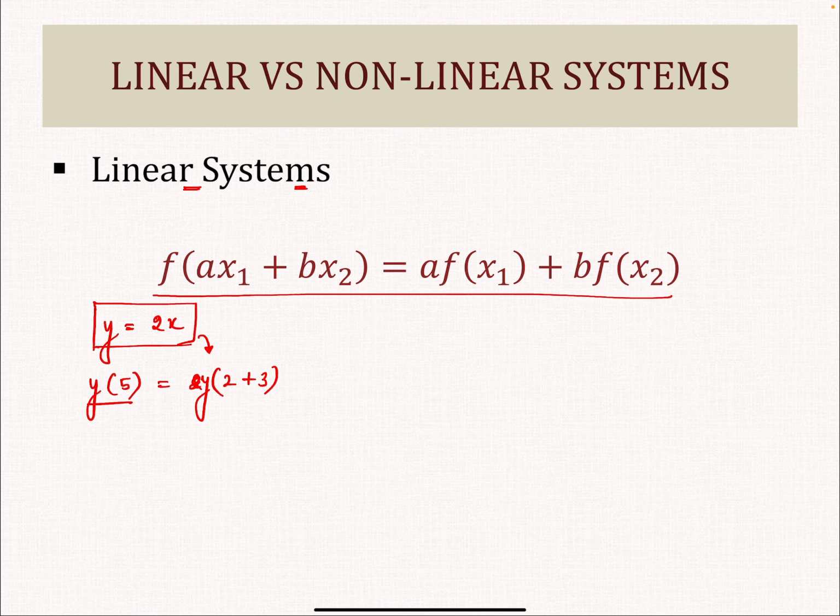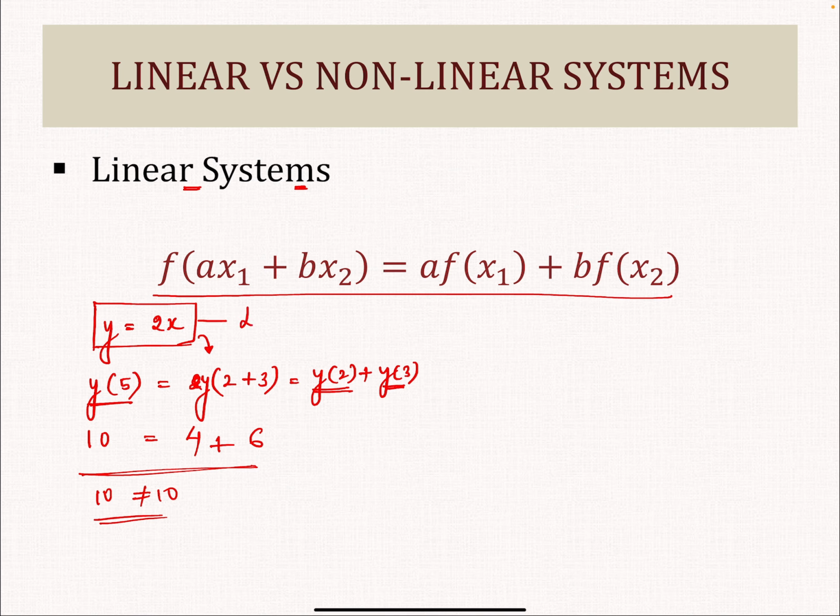So y(5) is basically just putting the value of 5 instead of x, we get 10. And this should be equal to y(2) plus y(3). So y(2) is putting 2 here, we will get 4, and plus we put 3 in this x, we will get 6. So definitely 10 is equal to 10. So this is an example of a linear system.